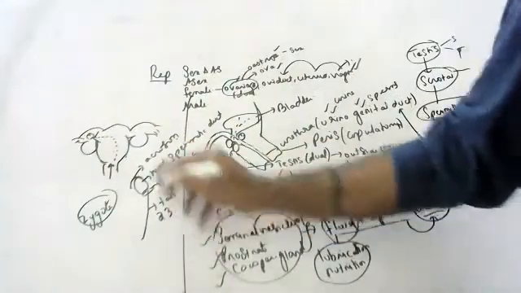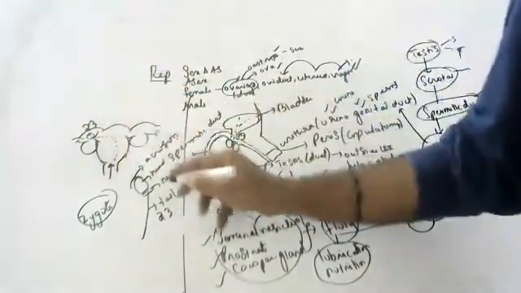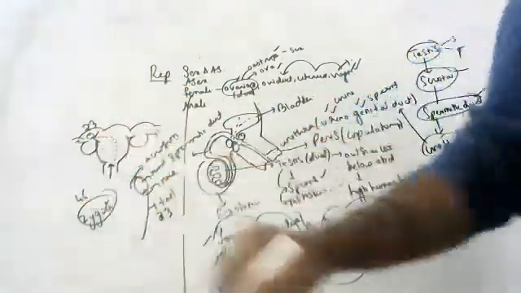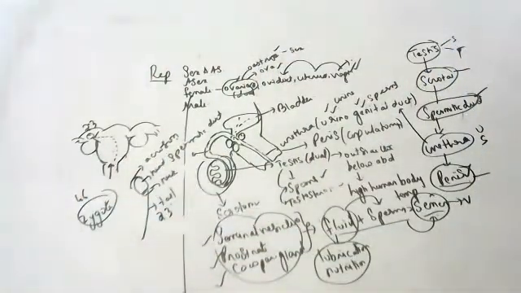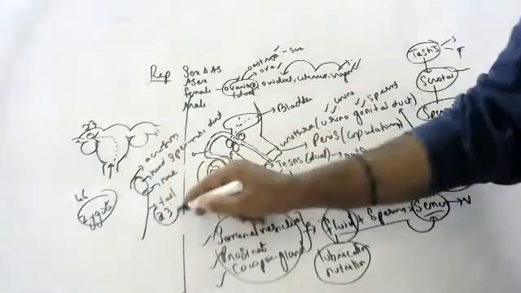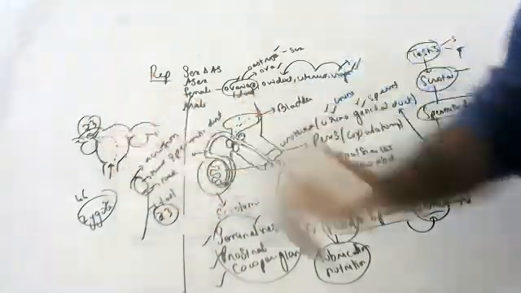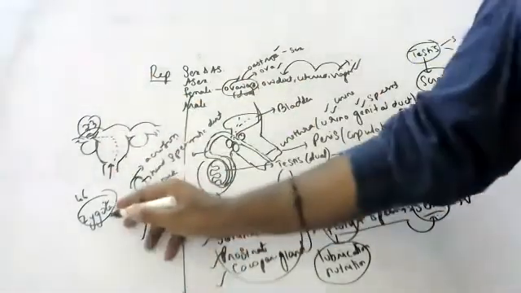This will have 23 chromosomes, and this will have 23. 23 plus 23, the zygote will again have 46. That is how the chromosome number is kept constant in the species. This is haploid, this is haploid. The zygote is diploid, a single cell stage.